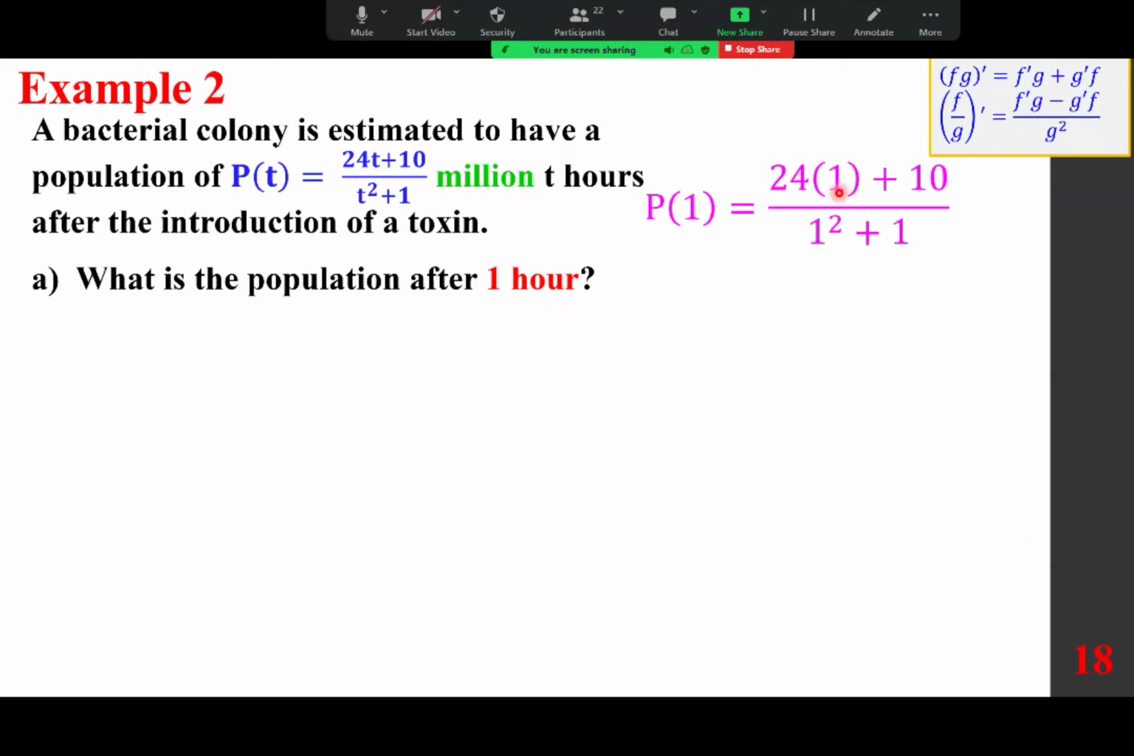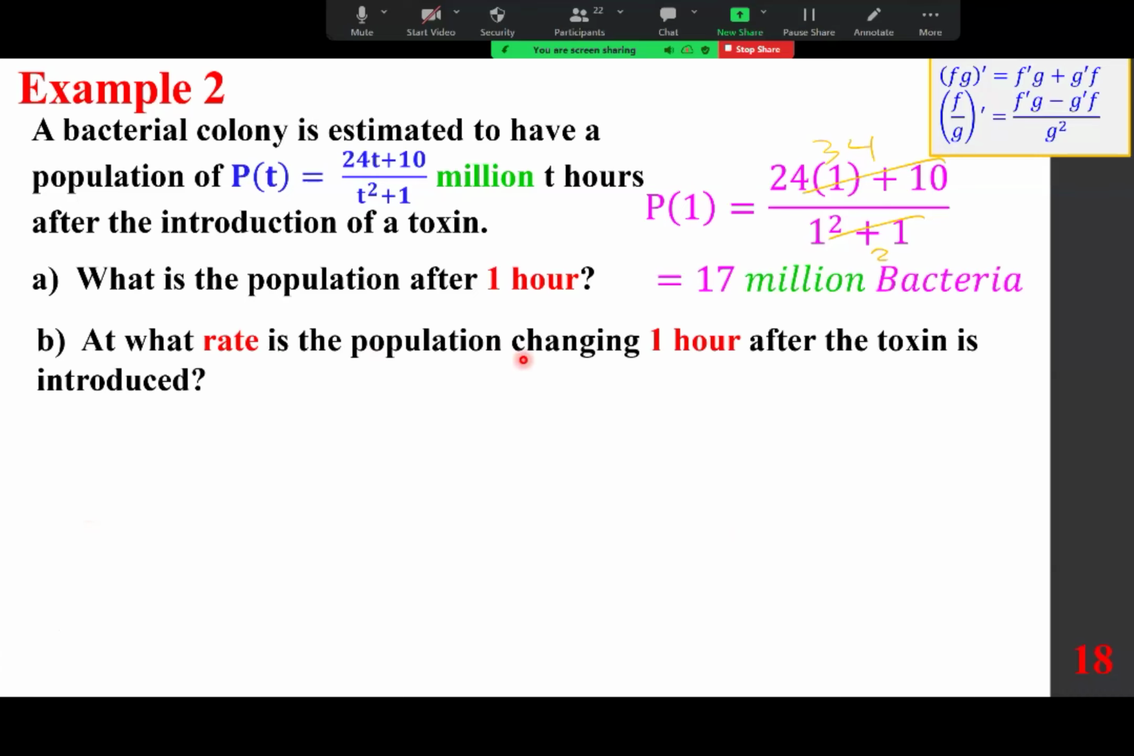So 24 times 1 plus 10, that's 34. The denominator is 1 and 1 is 2. 17 million bacteria. At what rate is the population changing 1 hour after the toxin is introduced? Rate and only one point in time, that means instantaneous rate, that means P prime of t, take the derivative.